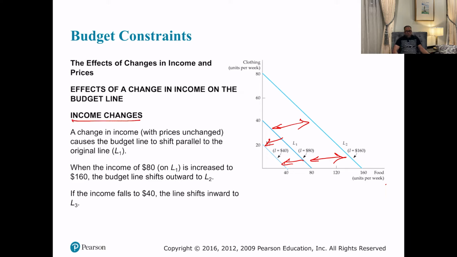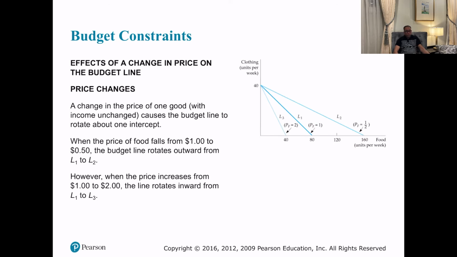So a change in income, with prices unchanged, causes the budget line to shift parallel to the line L1. If the prices decrease, that's L1 to L2. And if the prices increase, it moves from L1 to L3, because less goods are going to be bought of both. So there is a change in the budget line because of the change in the price of one product.